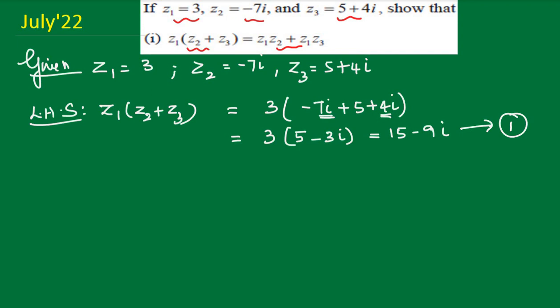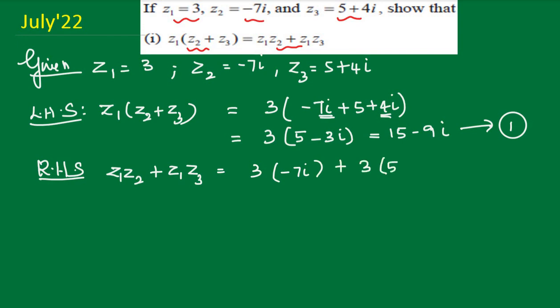Now coming to the RHS, RHS is Z1 Z2 plus Z1 Z3, which is equal to Z1 is 3, Z2 is minus 7i, plus Z1 is 3 into Z3 is 5 plus 4i. Now this is equal to minus 21i plus 15 plus 12i. Now this is equal to, the real part is 15, minus 12i plus 12i minus 21i gives us minus 9i.